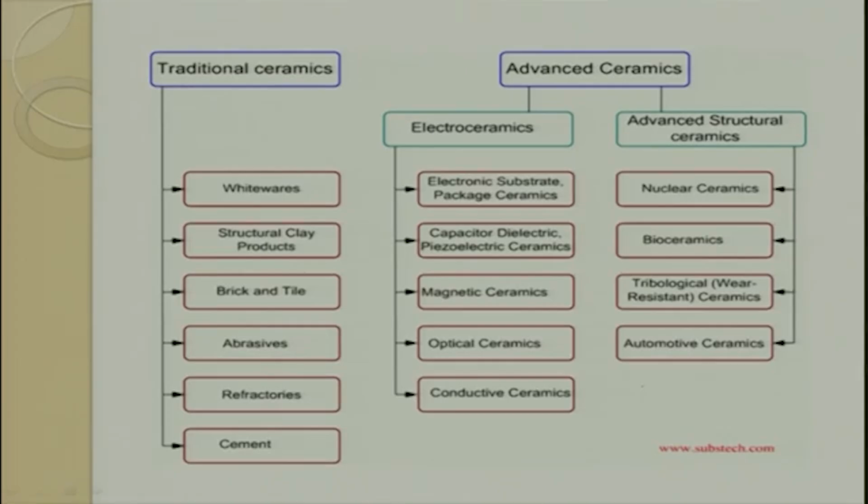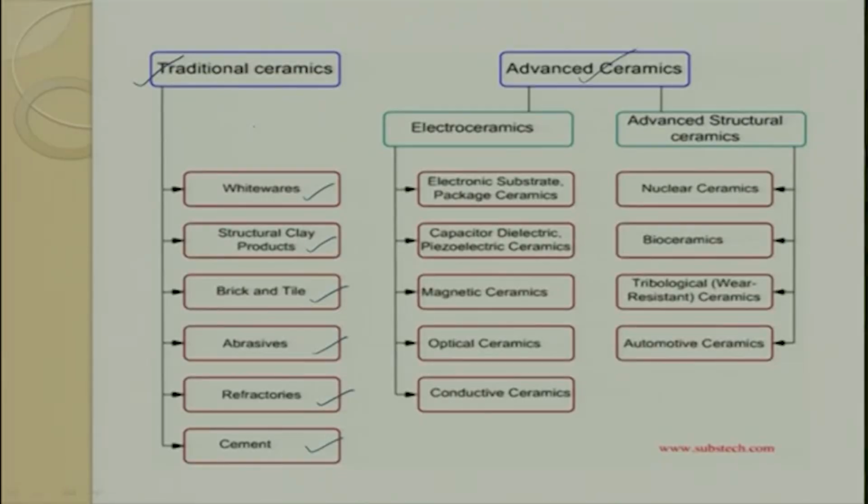Ceramics are divided into two: traditional ceramics and advanced ceramics. In traditional ceramics, you have white wares, structural clay products, bricks and tiles, and abrasives, which are used in grinding, water jet cutting, lapping and polishing. You have refractories and you have cement. These are the traditional ceramic materials which we know, and a lot of products have been made with them. And when you go for advanced ceramics, you have electronic ceramics and advanced structural ceramics.